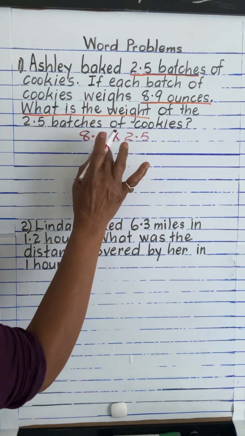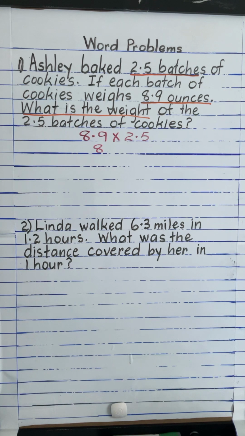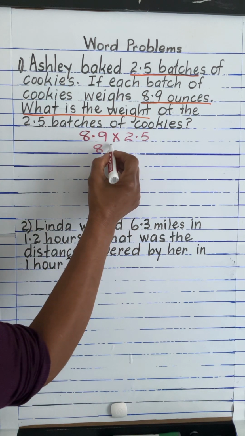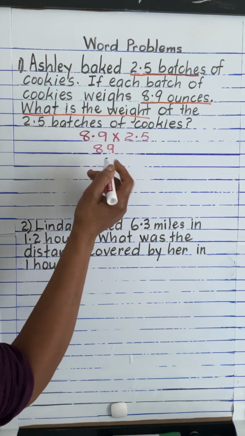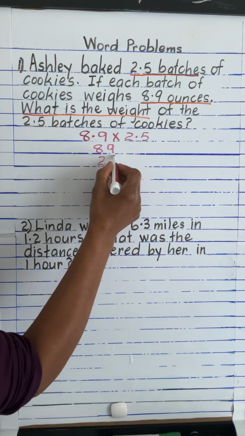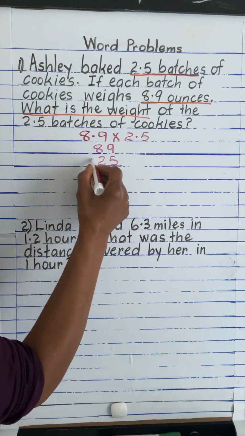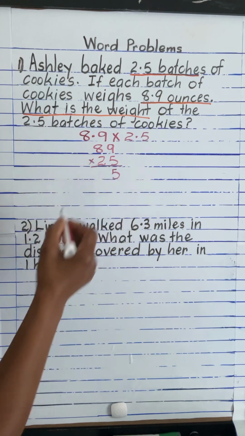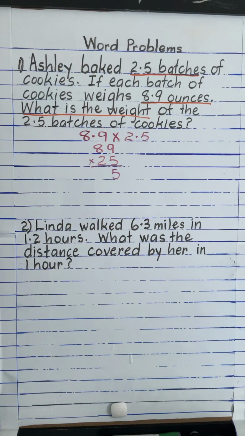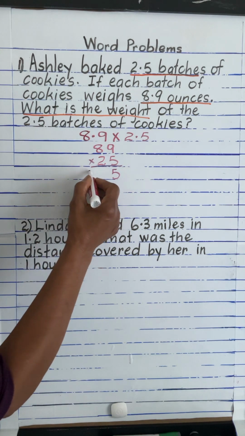So remember, when we are multiplying, we just forget about the decimal points for a minute and just multiply as we would do when we are multiplying whole numbers. So it would be 89 multiplied by 25. Five times 9, 45, 5 carry 4. 5 times 8, 40, plus 4, 44.